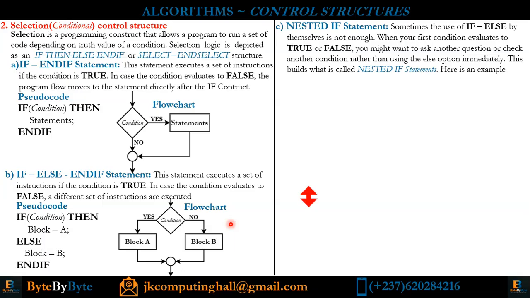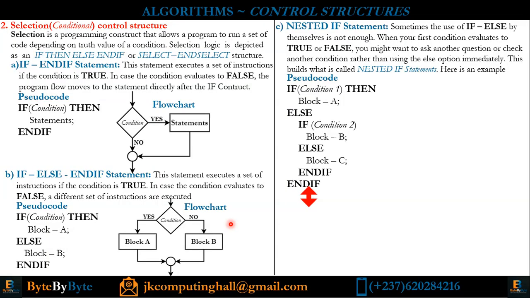In pseudocode, this is what we have. So as you can see, if condition 1, then I execute block A. Else, meaning condition 1 is not true, if, so I have another condition again. That is, if condition 1 is not true, then let me try condition 2. If condition 2 is true, I execute block B. Otherwise, I execute block C. That is what we have. So we have this particular if inside this one that we call nested if.